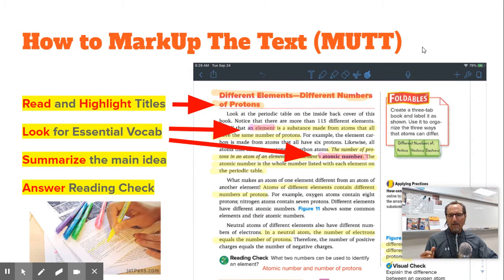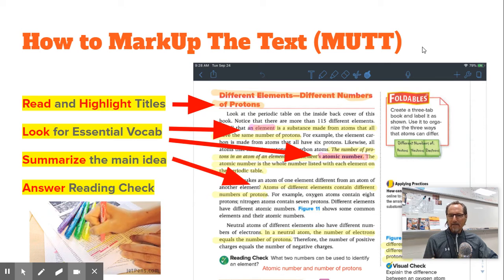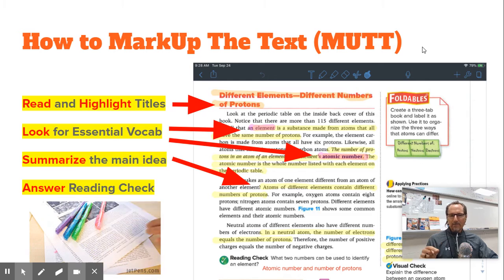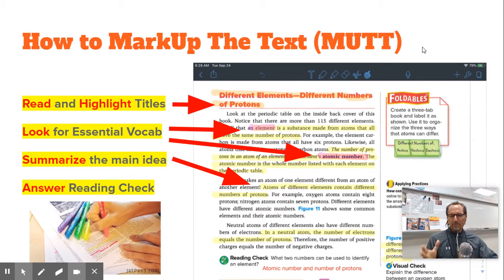And then there are several other key ideas in there. Again, atoms of different elements contain different numbers of protons. That is clearly something that is important because it's mentioned several times. It's in fact the title of that section. And so that is what's really important.